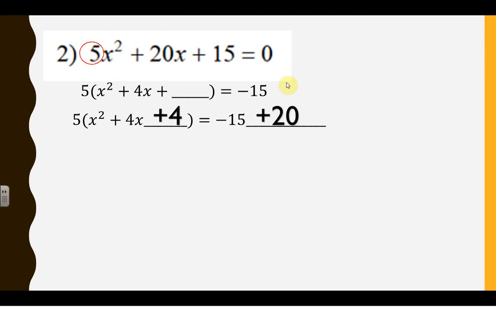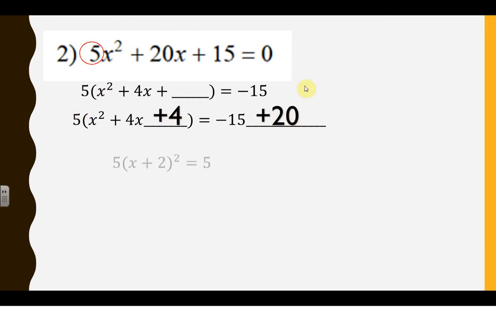Whoa, hold on. Why do I have 20 over there? Because we took out a 5, I would have to distribute that 5, so that 4 is really a 20, so that's why we added 20 over. Because this is an equation, it's not 4, it's actually 20.